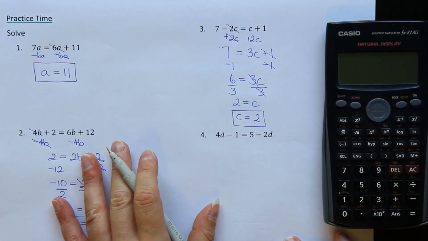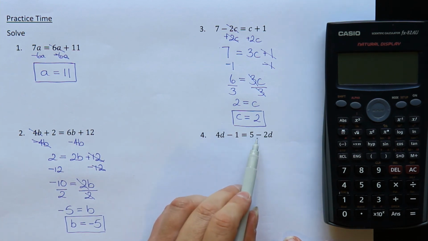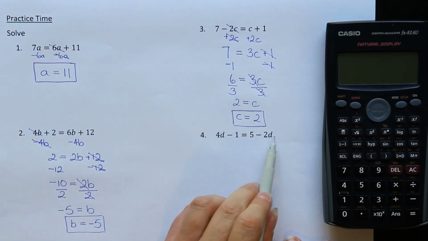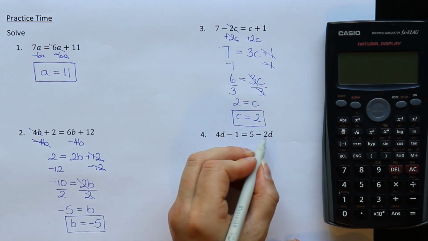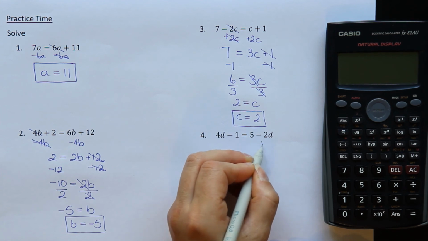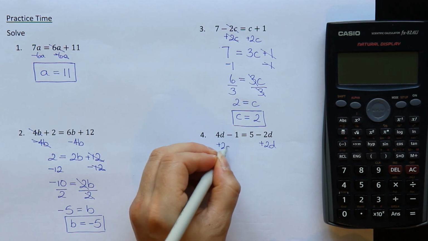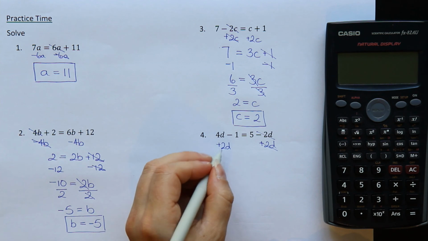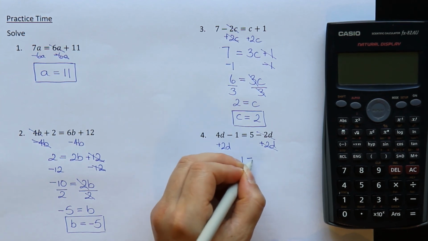Lucky last question. 4d minus 1 equals 5 minus 2d. So which term is smaller, 4d or minus 2d? Negative 2 is smaller than a positive 4. So we want to move this one. The opposite is to add 2d. Add 2d. Get rid of that. So 4 plus 2 makes 6d minus 1 equals 5.